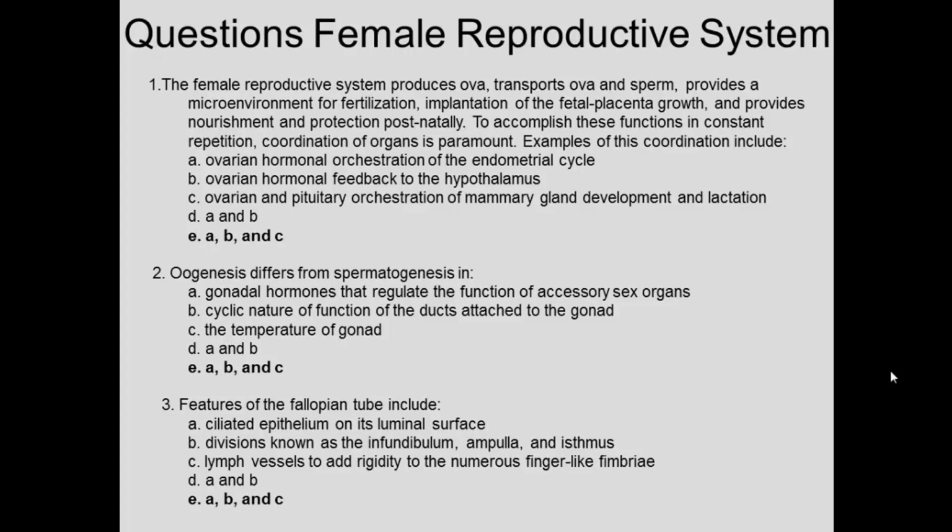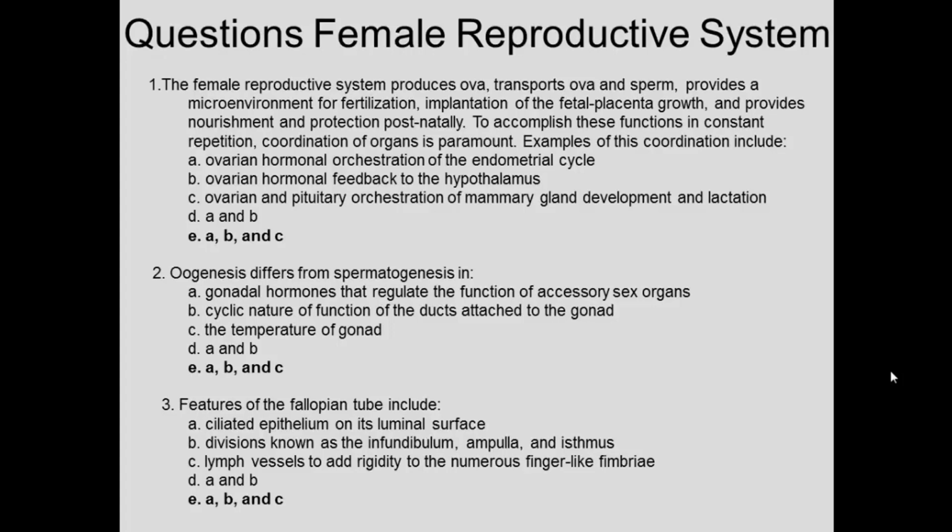Cyclic nature of function of the ducts associated with the gonad. Things pretty much are constant in the male, but they do cycle in the female. Temperature of the gonad. True. Gonads are in the body cavity in the female at body temperature, but in the male it is in the scrotum, which is cooler.